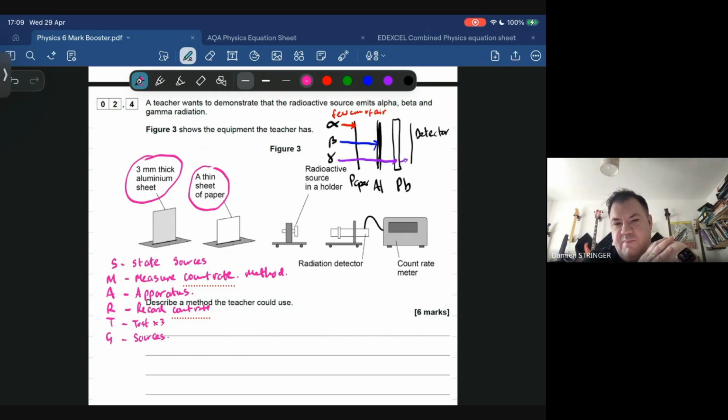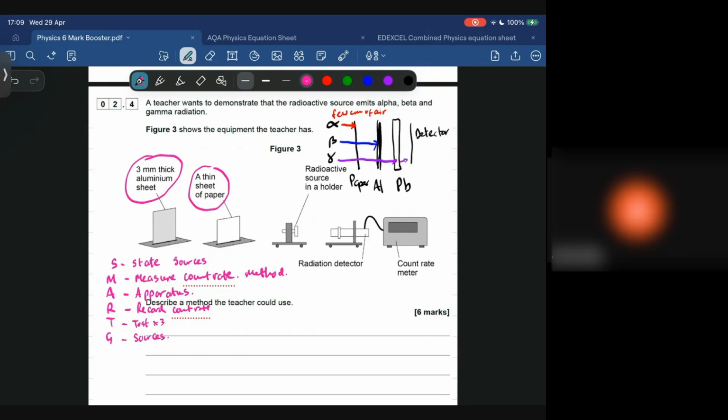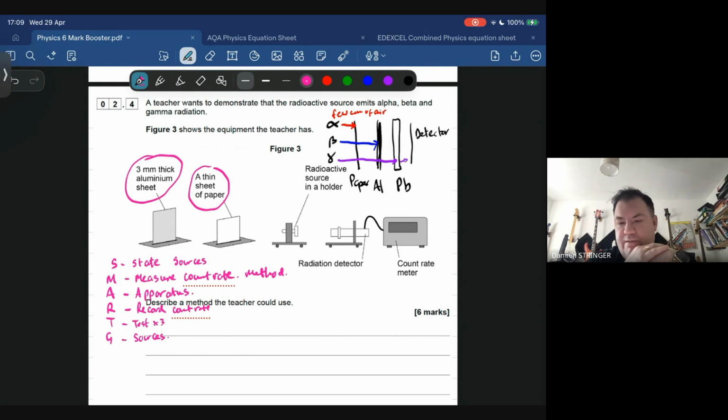If you put a paper in front of it, you would probably expect, if it is producing alpha, what would you expect, Amina? I'm not really sure. Okay. Connor, what would you say?